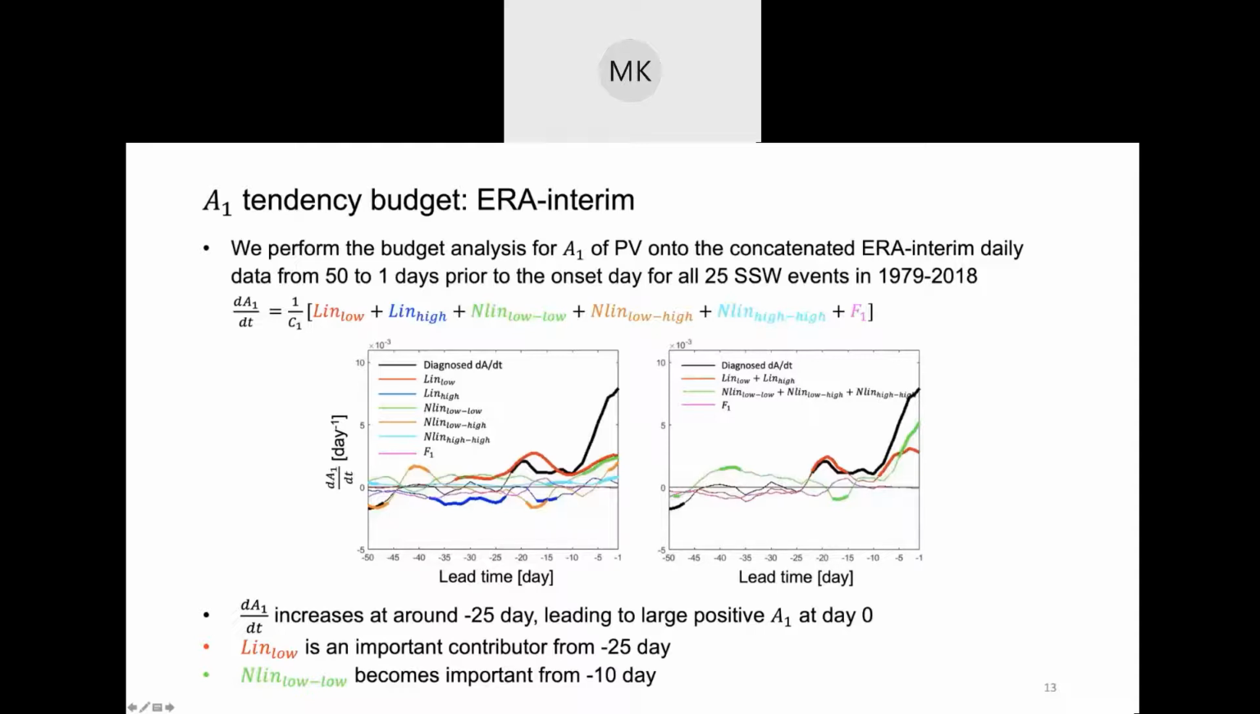And the second important contributor is from the nonlinear term that only involves interaction between low frequency EOF modes, and it's this green line. Next, we combine all these linear terms together and all the nonlinear terms together, and the result is shown on the right panel. As you can see, the linear terms start to increase at the same time as the A1 tendency term. It starts to increase from 25 days before the event. And the nonlinear terms start to increase from 10 days before the event, and become more and more important after that.